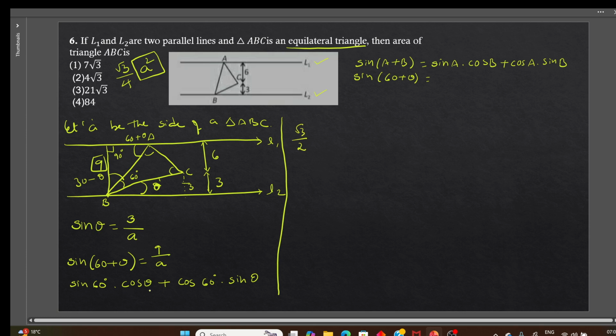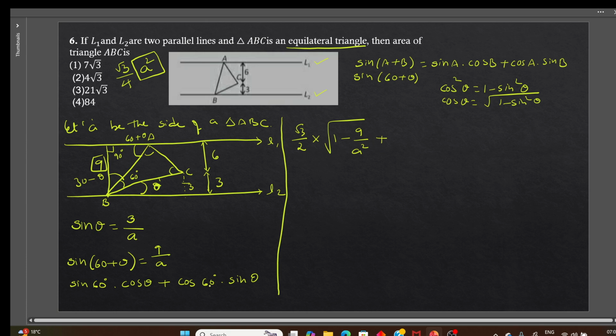And this cos theta, we know cos theta. What is cos theta here? You know the identity cos square theta is equal to 1 minus sin square theta. So cos theta is equal to the square root of 1 minus sin square theta. So into cos theta means the square root of 1 minus sin square theta, where sin theta is 3 by A, so sin square theta is 9 by A square.